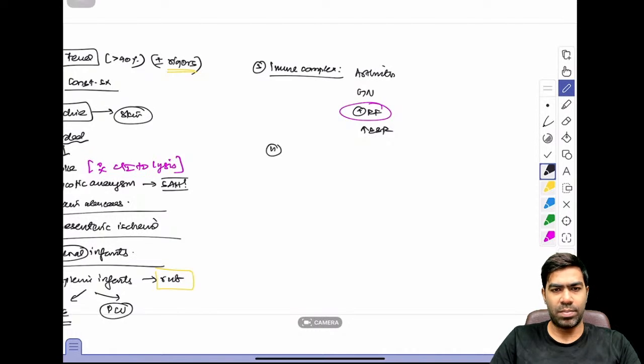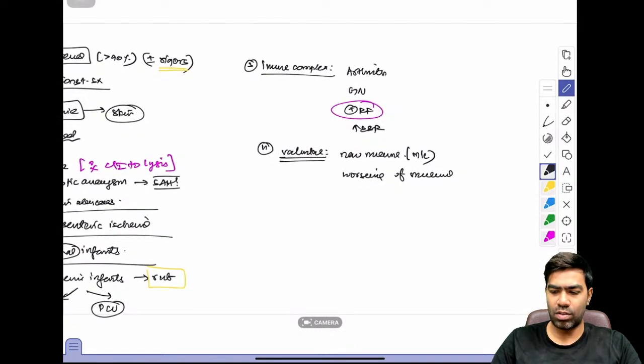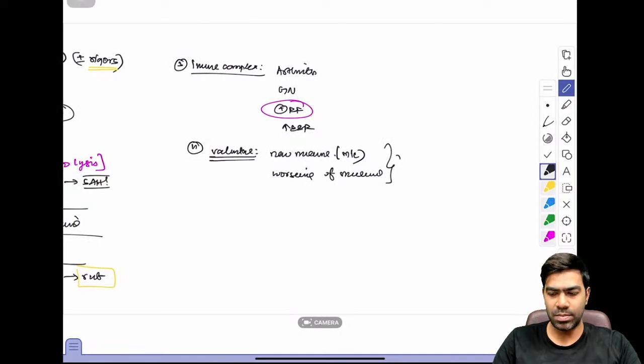And apart from that, the patients can develop valvular problems. Because of the valvular problems, patients can develop a new murmur, or they can develop a worsening of the murmur which is already there. A new murmur is seen in almost 70% of the patients, which is quite common. And worsening of the murmur can happen in approximately 20% of the patients. These murmurs happen because of the new valvular regurgitation.